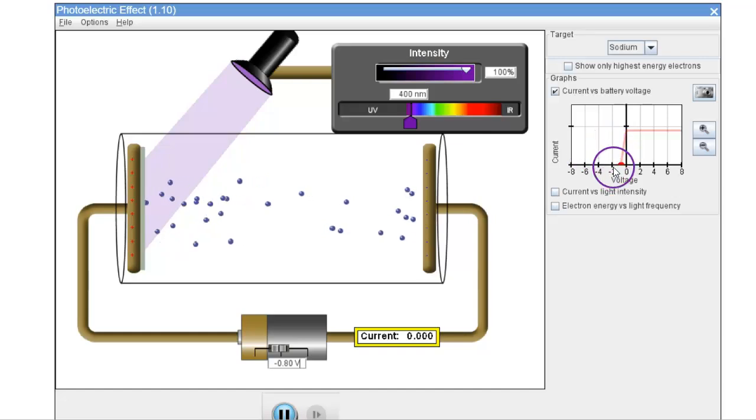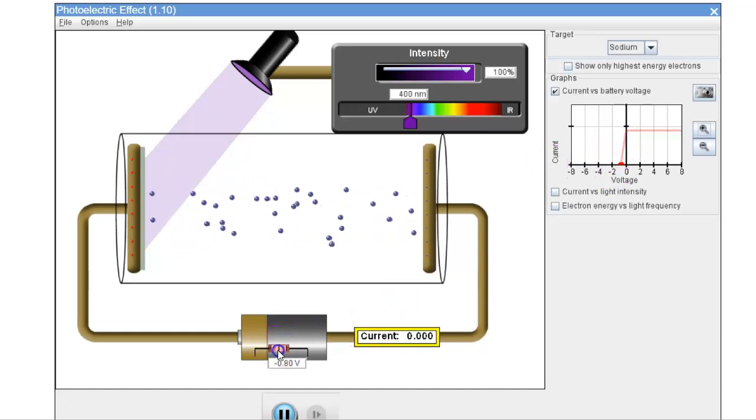Not that we really draw this section of the graph here, but if we continue to make this more and more negative, look at the struggle of the electrons here. We don't really care about these because we know at the one that we previously had, that was about negative 0.8 or something like that. That was the first voltage that stopped those electrons. We know if we made this plate even more negative, those electrons are going to struggle even more.